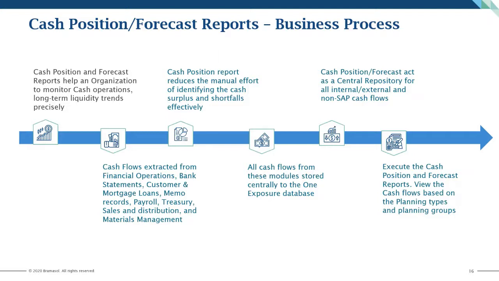So before I get into the screens themselves, I wanted to do a little bit of a recap right here. And that is, if you're looking at your cash position liquidity forecast, the business process itself, what does that mean? How is this actually pulled together? So you're going to look at that cash position forecast. Those reports are going to help you to monitor those cash operations and your long-term liquidity trends precisely. It's going to be able to give you those cash flows that you've extracted, like I said, from all your operations, whether it be your financial operations, your bank statements, and so forth, all those related items, accounts payables, receivables, sales orders, invoices, and so forth, or treasury-related flows.